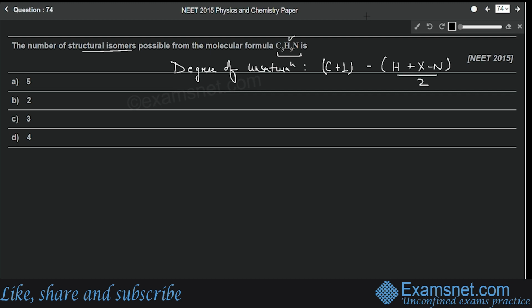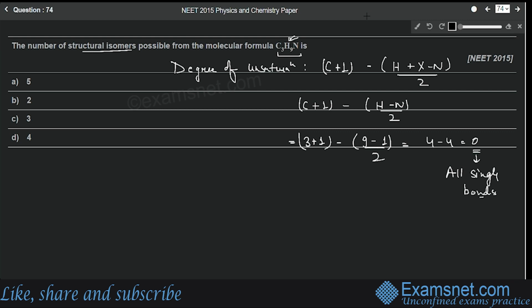In this compound, in the molecular formula we don't have any halogen, so we can write the formula without halogen. It will be number of carbon plus 1 minus number of hydrogen minus number of nitrogen, divided by 2. So let's put the numbers. Number of carbon here is 3 plus 1 minus number of hydrogen 9 minus number of nitrogen 1, divided by 2. So here we'll get 4 minus 4, that is 0. So degree of unsaturation is 0. That means there are no pi bonds here. All single bonds are present. The compound is not unsaturated. So let's see what the possible structures are.